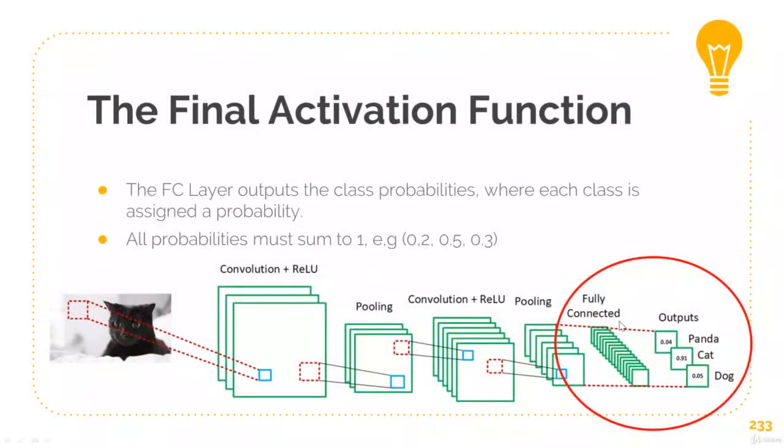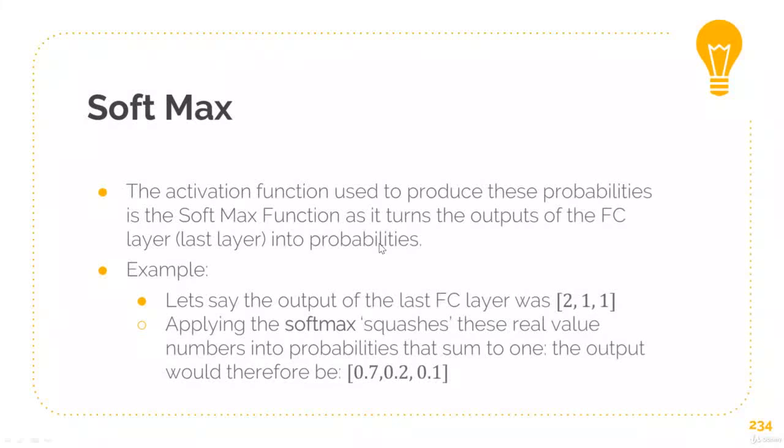So going back to it here, the FC layer outputs stuff that goes into a softmax function. And the softmax function is what gives it its probabilities, because it must sum to 1, and that's exactly what a softmax function does. Okay, we'll take a look at it here. So by the way, a softmax function is actually an activation function as well. Just remember that. And it turns the outputs of the FC layer, the last layer, into probabilities.